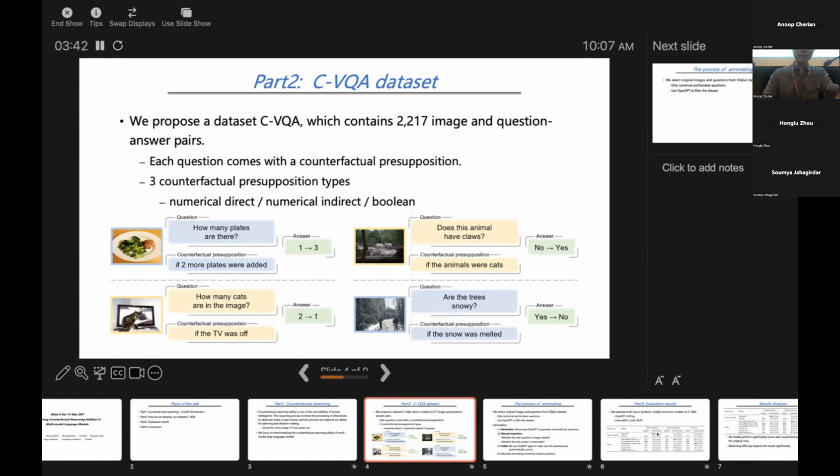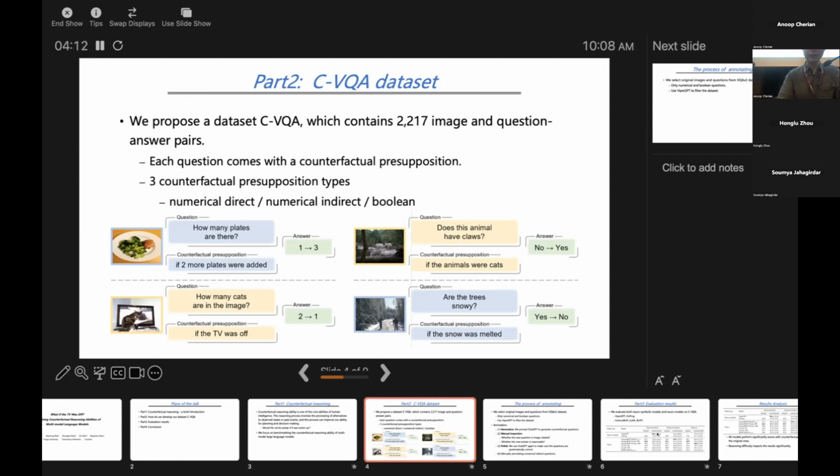And there are also some Boolean questions, so the answer is either yes or no. The original question could be something related to the animal in the image, and we ask, what if the animals are other kinds of animals, like they are not elephants but cats? How could it change the answer? And overall, we created around 2,000 images and question pairs.